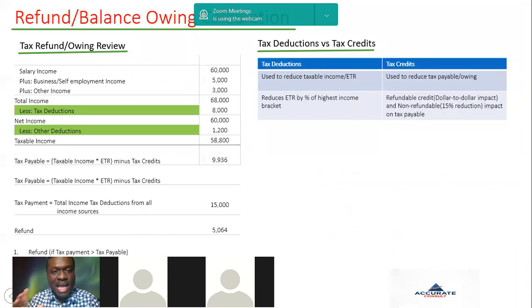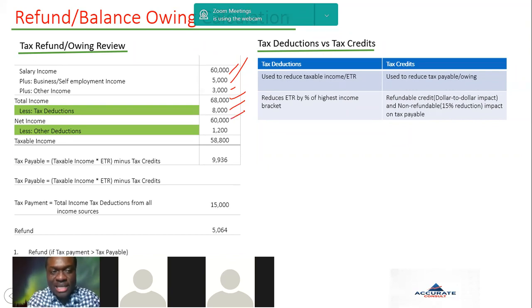Then this slide explains how a tax refund or amount owing is calculated. From your salary income, if you have business income and other income, you get total income. From your total income, we have deductions like RSP and the likes, which we're going to talk about, to reduce your total income. We arrive at the net income.